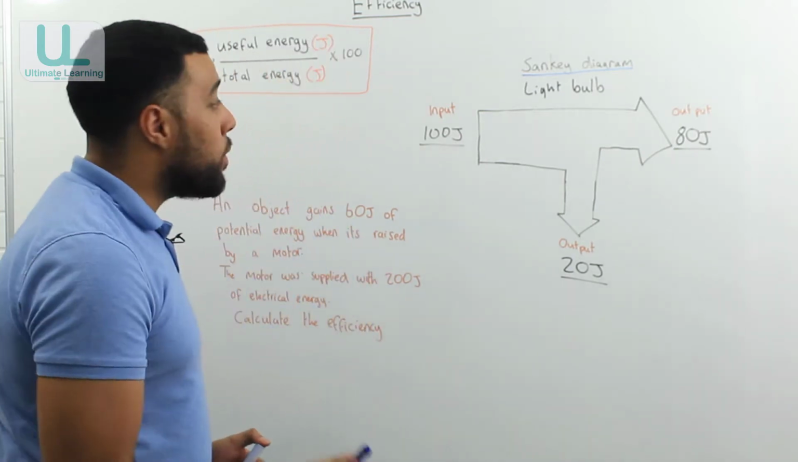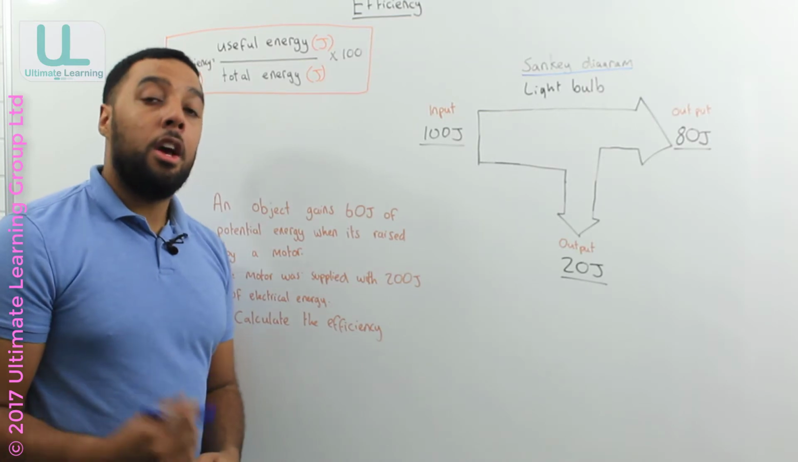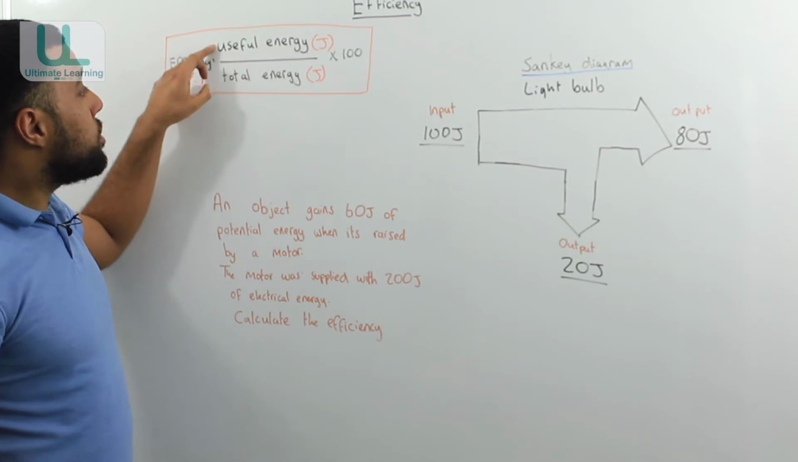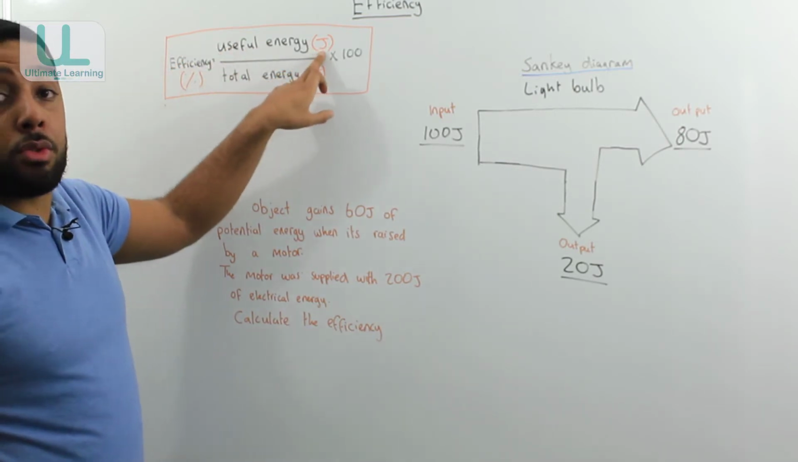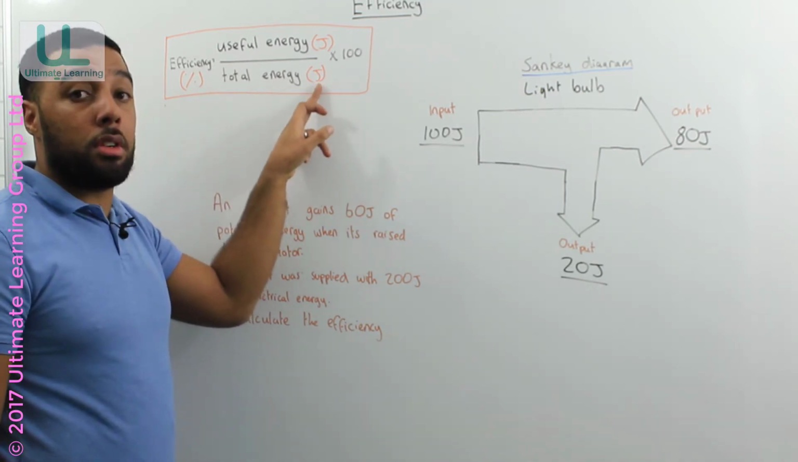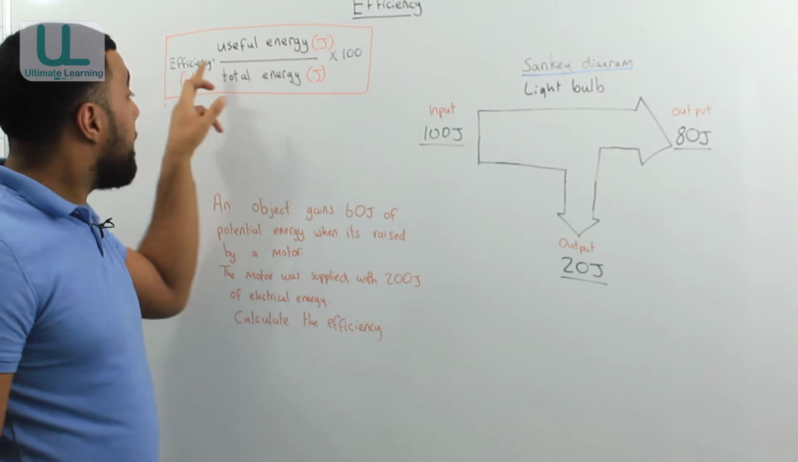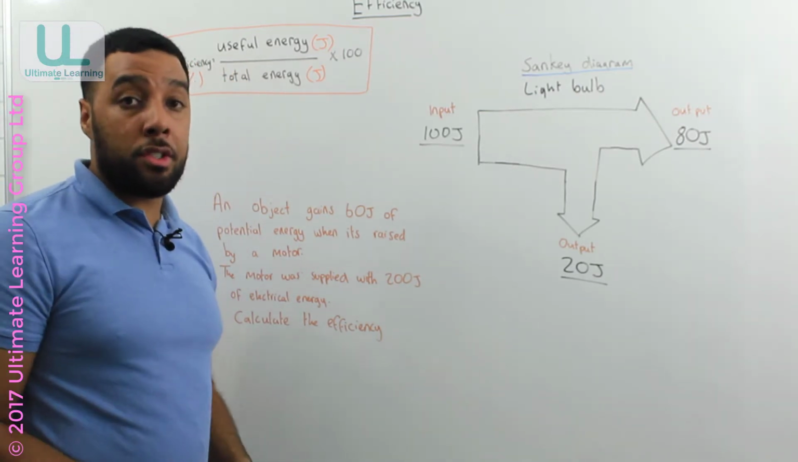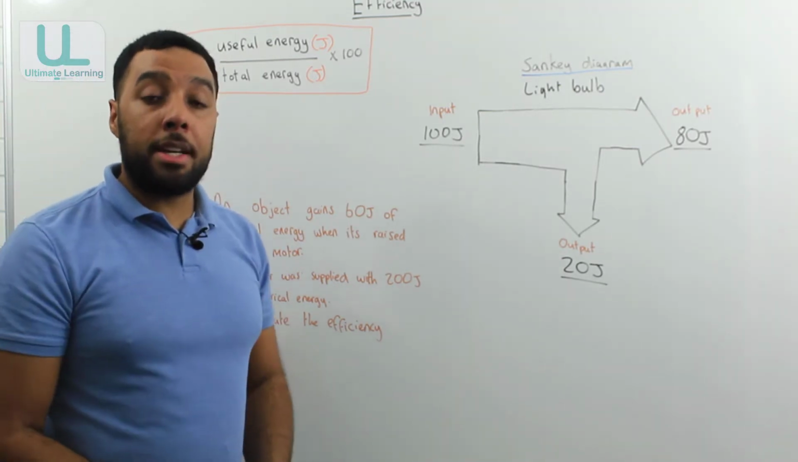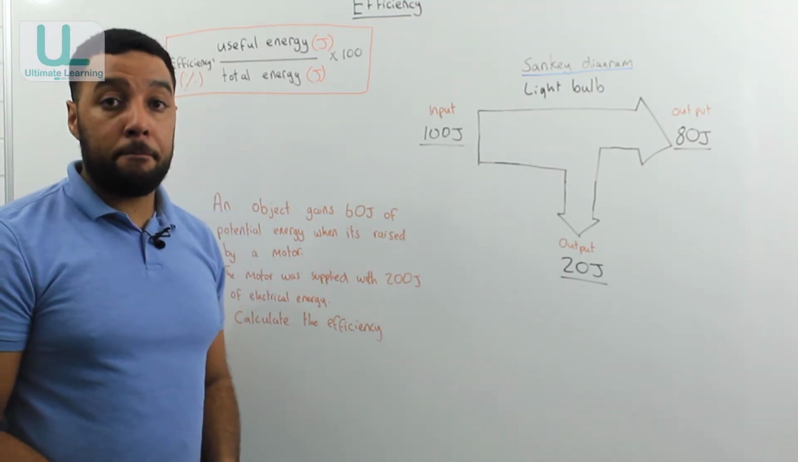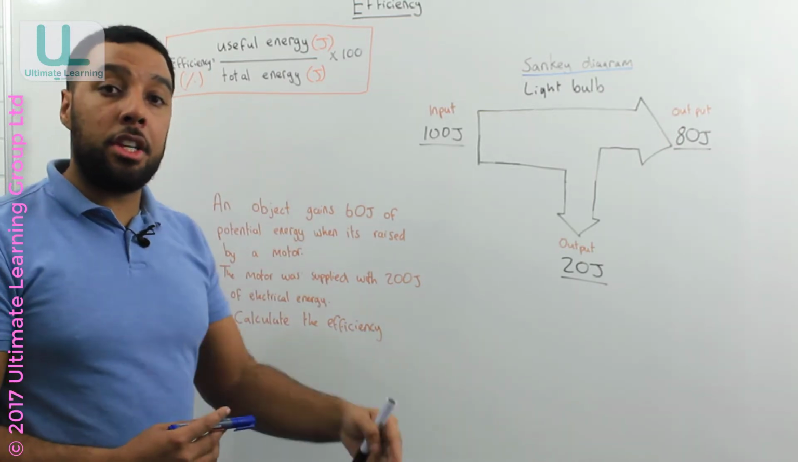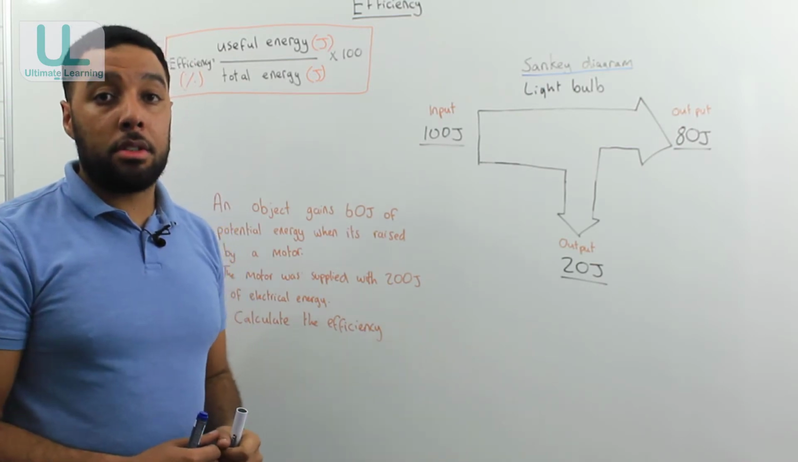But what if we're asked to calculate efficiency? If you're asked to calculate efficiency, you could use this equation here, where useful energy, which is measured in joules, is divided by the total energy in joules. We then multiply it by 100, and that gives us our efficiency. Efficiency can be a percentage, or sometimes you could be asked to do it as a decimal. Remember, the higher the efficiency rating, the less energy that is wasted with that appliance.